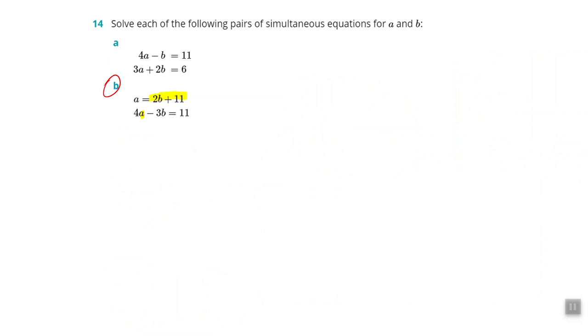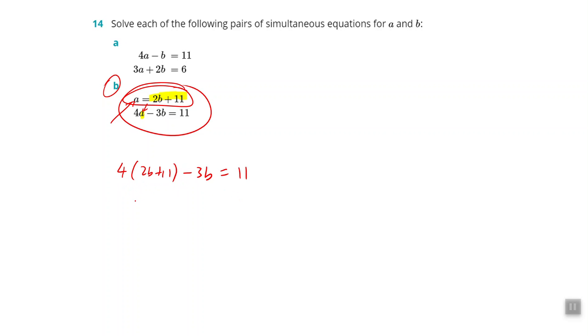Next question, 14b. I want to use substitution. The only reason why I want to use substitution is because one of the variables is the subject. All you need to do is just sub this in to here. So whenever you have an a, you're going to write 2b plus 11. The idea is you want one equation on one variable, and you can solve it. If you have one equation, two variables, you can't solve it. So can you see that this equation is in terms of b's only? Great, we can solve it.